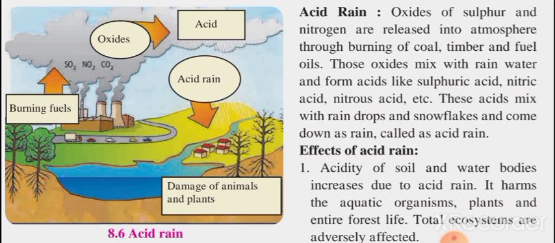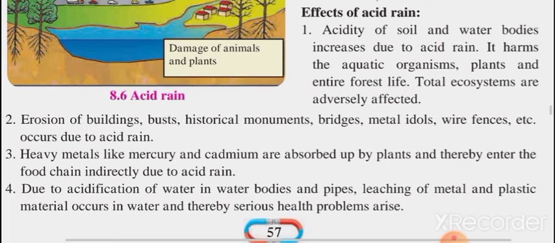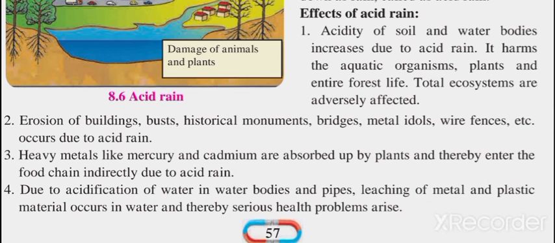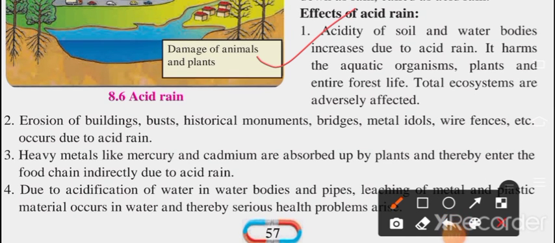and form acids like sulfuric acid, nitric acid, nitrous acid, etc. These acids mix with raindrops and snowflakes and come down as rain, called acid rain, and it will damage the animals as well as plants. So what are the effects of acid rain? First, acidity of soil and water bodies increases due to acid rain. It harms the aquatic organisms, plants and entire forest life. Total ecosystems are adversely affected.